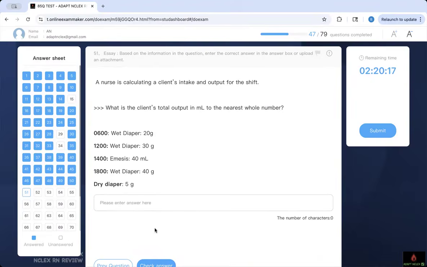You can try it and put it in the comment because this is a math question and I know you got it. But this is the way you do it. I'm going to give you a strategy to answer it. This is calculating intake and output for the shift. What is the client output in total ml to the nearest whole number?